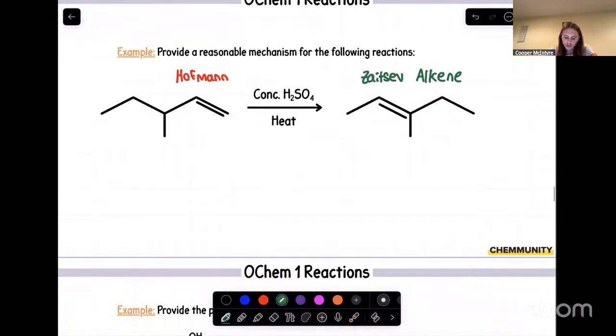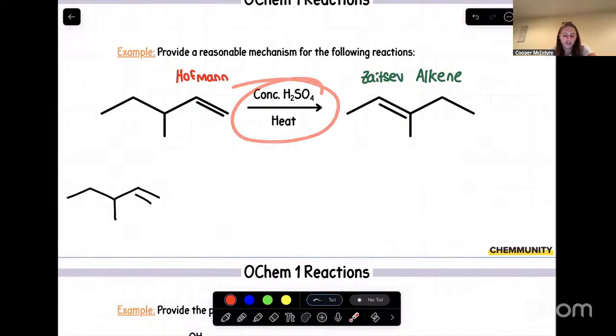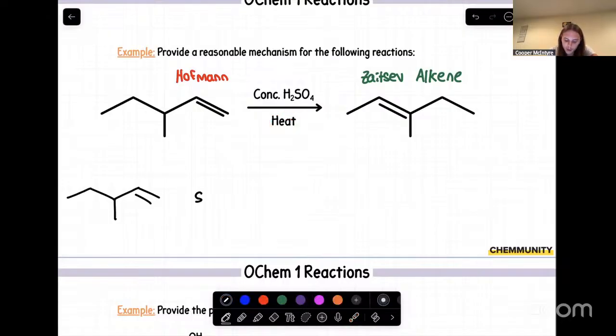Perfect. So to start off our mechanism, we will go ahead and include our Hoffman alkene. And in terms of the reagents we're given, we have concentrated sulfuric acid, which, to refresh your memory, concentrated just means you have a lot of it. So this is going to be more sulfuric acid, less water. And then we also have heat. So let's go ahead and draw out sulfuric acid. If I can draw out S, there we go.